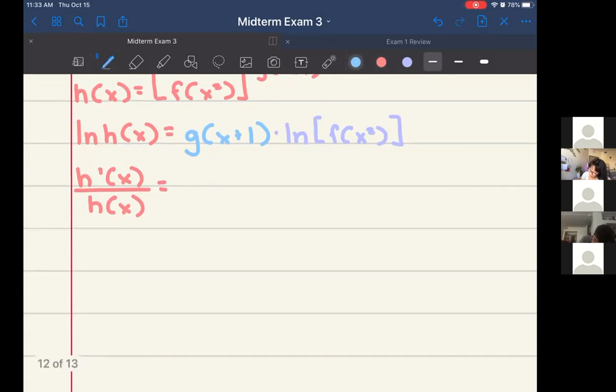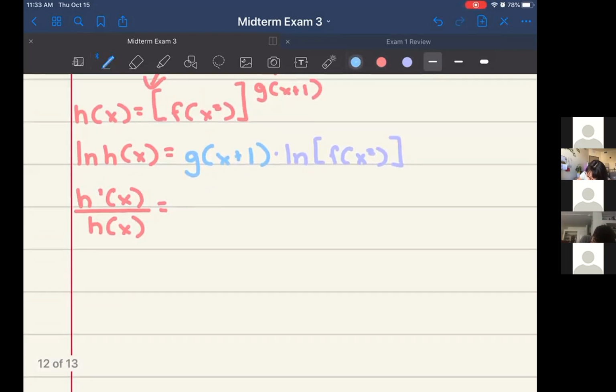So we've got the derivative of the first term. This is chain rule. g prime of x plus 1 times the derivative of the inside is just going to equal 1. And then multiply that by ln of f of x squared.